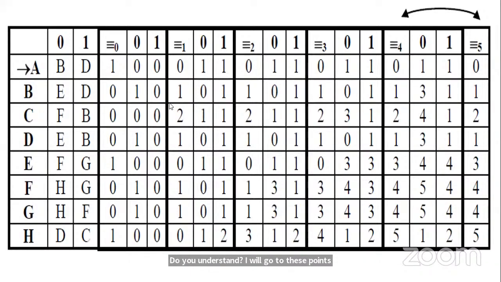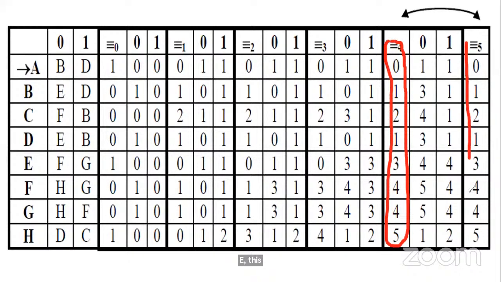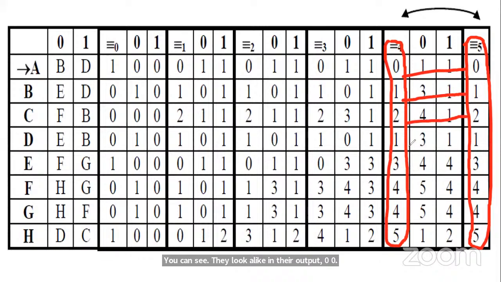Okay, so now let's look at it critically. What I'm saying is this. You see this equivalent 4, equivalent 5. You can see they look alike in their outputs: 0, 0, 1, 1, 2, 2, 1, 1, 3, 3, 4, 4, 5, 5. Do you see them? Can you see that?